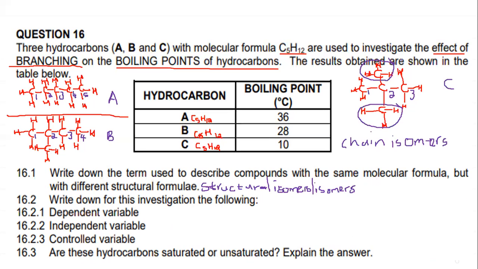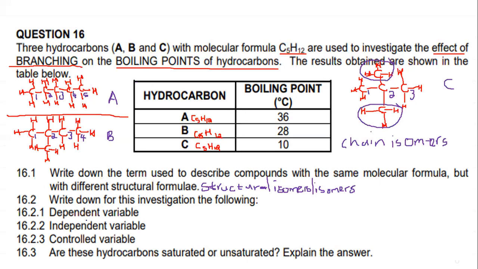And what we are actually changing here is the chain length altogether. We are changing the chain length because if I go from A to B, the chain length is decreasing. If I go from B to C, the chain length is decreasing.